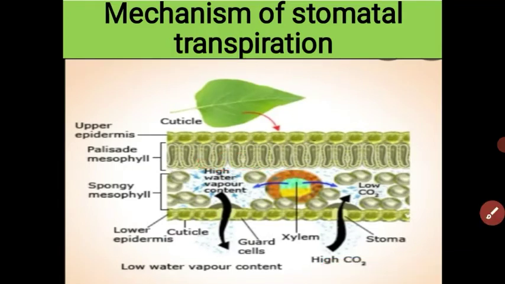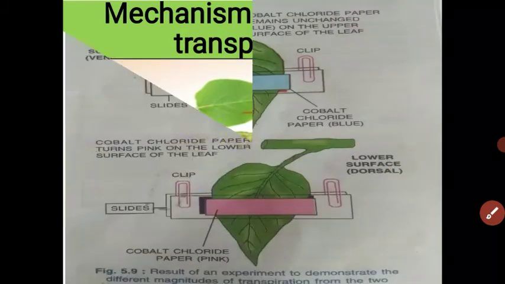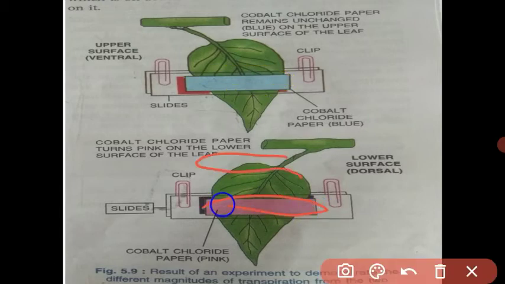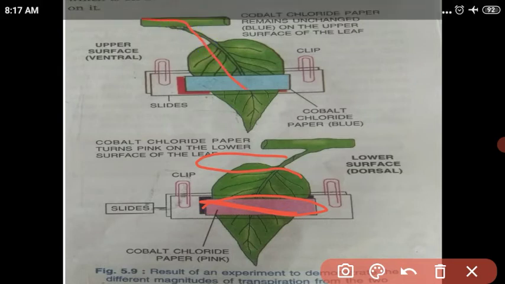There is one experiment given in our textbook, student, which proves that a large number of stomata are present on the lower surface of the leaf. I will shortly explain the experiment. You take pieces of dry cobalt chloride paper. One paper is attached to the upper surface of the leaf and another paper to the lower surface. The leaf should remain attached to the plant, because then water is transferred from the vein to the leaf.